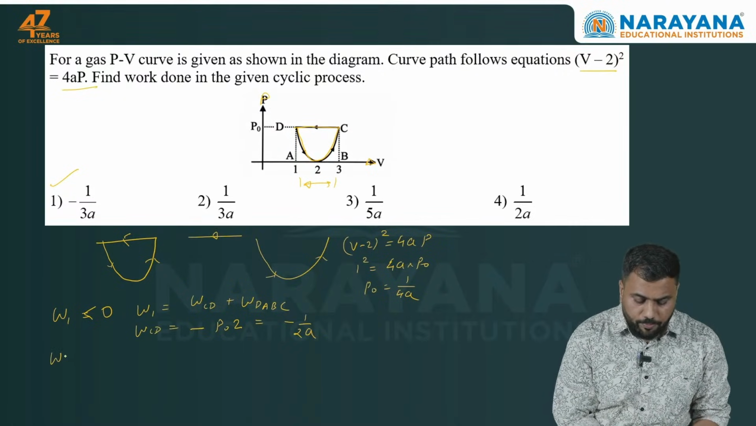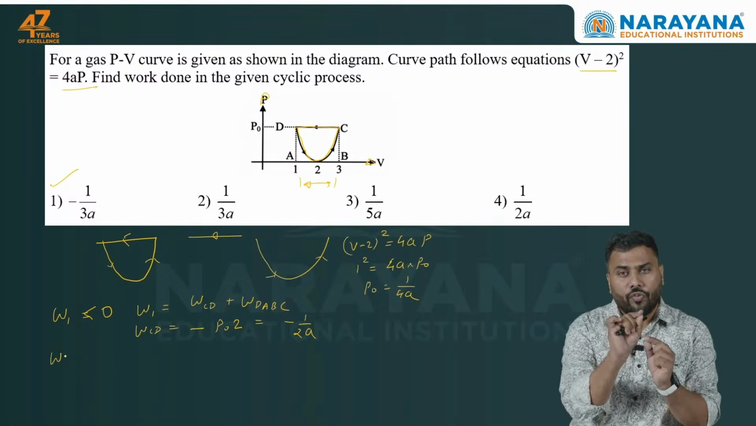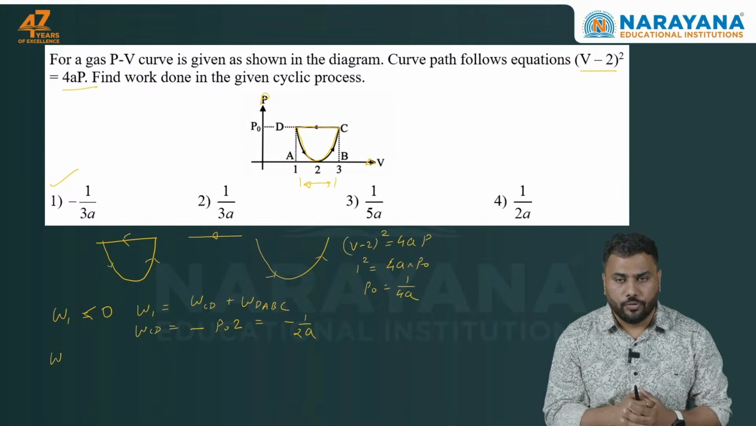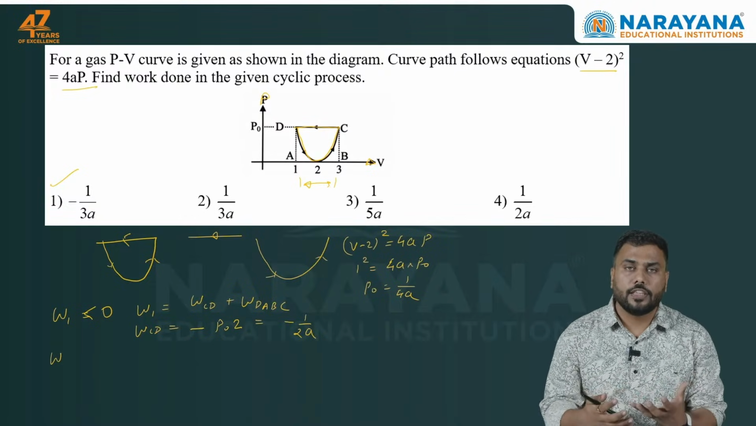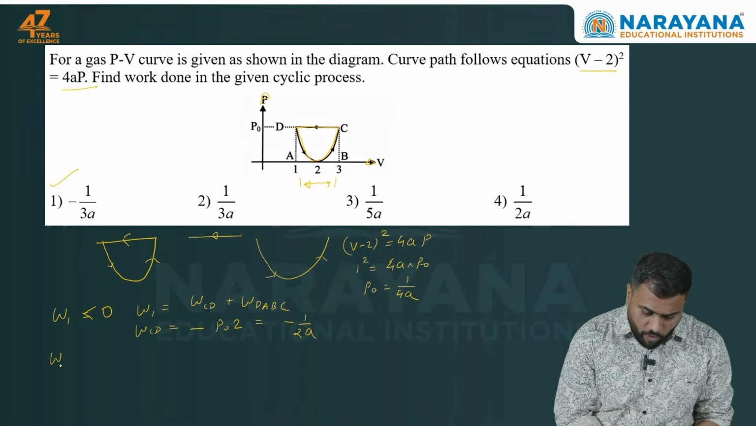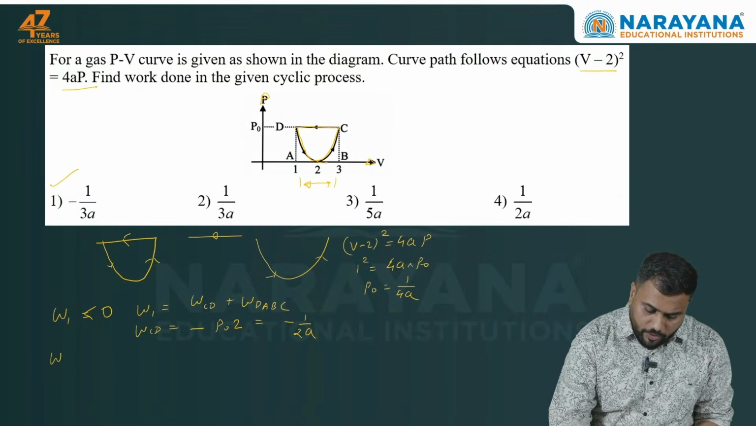Now the work done in the parabolic path I am going to calculate. For this I can either use the integration process, or if you know some trick you can use that also. I am going to use the integration process. That means I am going to solve this by basics. So let us first calculate the work done from this region to this region, that is 2 to 3.